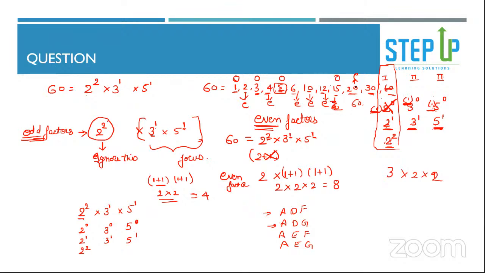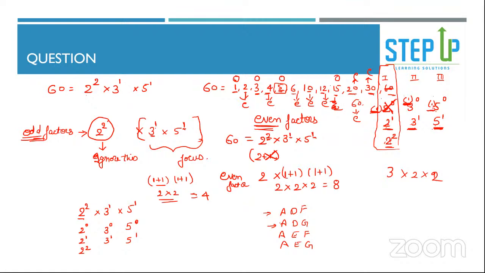No, this is not even. 6, 7, and this is 8. Okay, so how will I summarize this one in an easy way? If we have to calculate odd factors, we have to completely ignore 2 and its power. Fair enough? We'll just ignore 2 and its power.